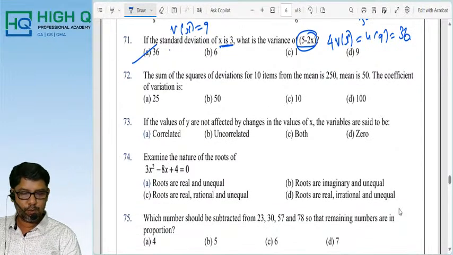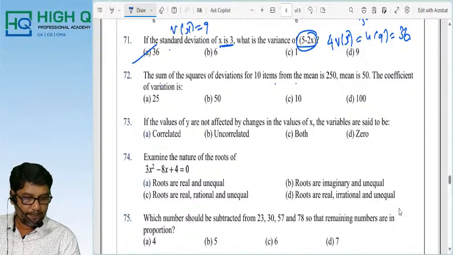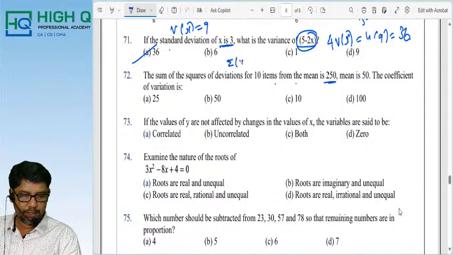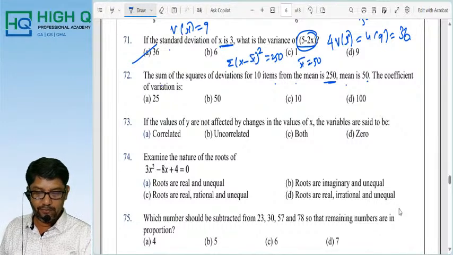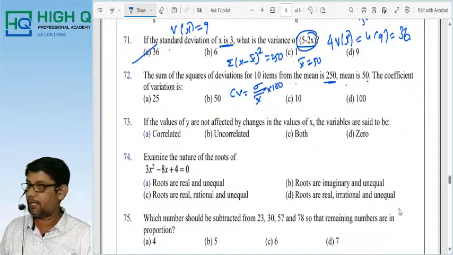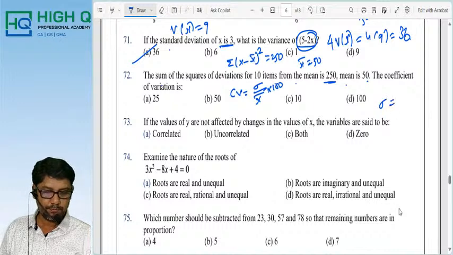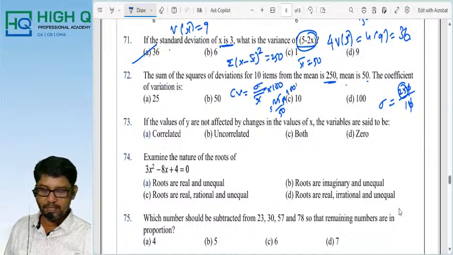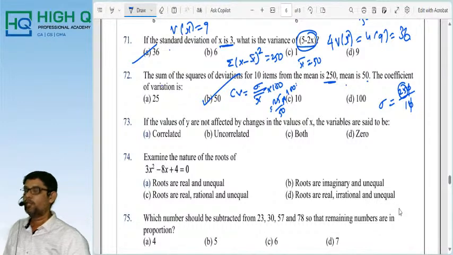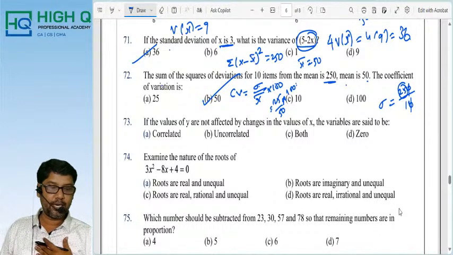Now, the sum of the squares of the deviation from the mean is 250. That means summation x minus x bar the whole square is equal to 250. Am I right? Next, mean is 50, x bar equal to 50. Find the coefficient of variation. What is the coefficient of variation formula, my dear? Sigma by x bar into 100. What is sigma equal to? 250 divided by 10, which is 25. So 25 divided by 50 into 100. Are you getting 50 again, my dear? Coefficient of variation, I am getting 50. Am I right?